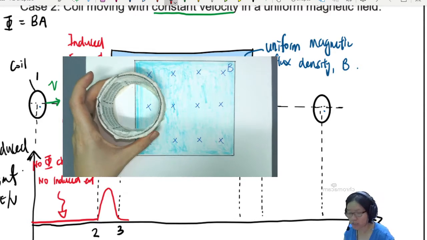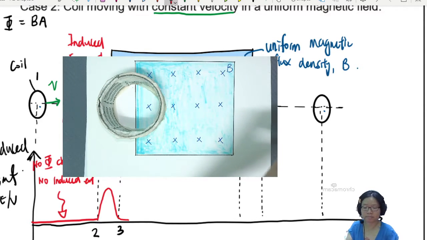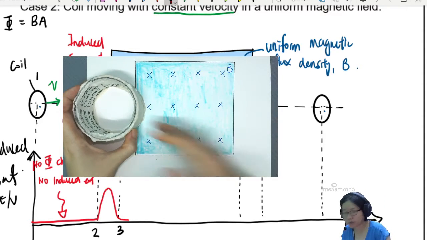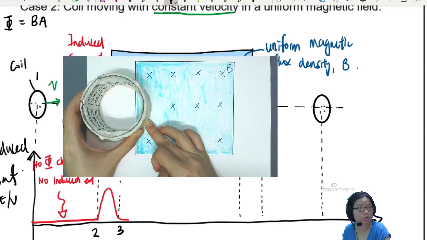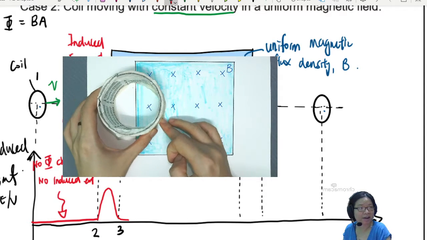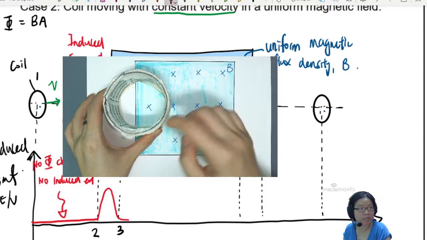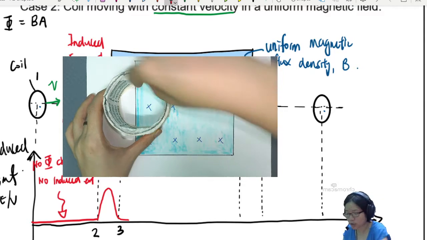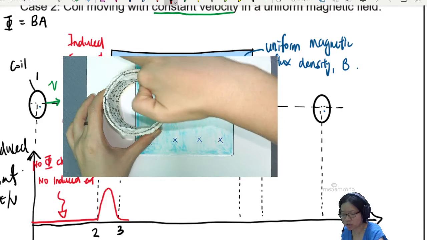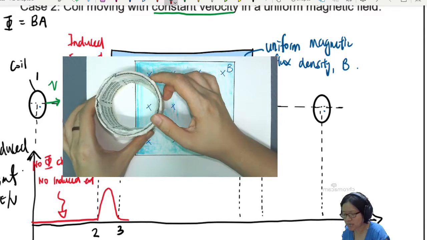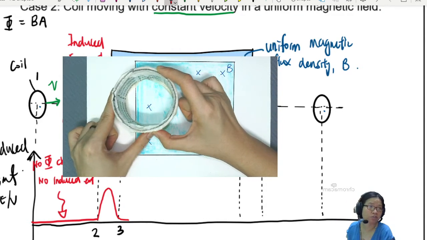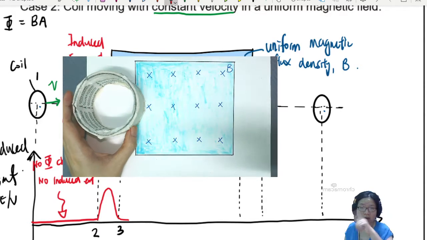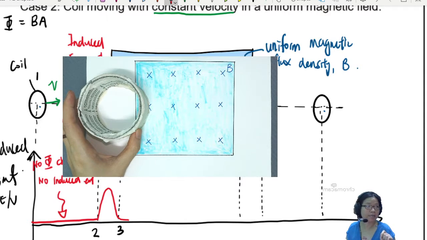When the coil is right in the middle somewhere here, your coil will experience the greatest increase in area. Because you see, let's say I move 1 cm. Oh, the area is so little. But if I'm here and I move 1 cm, the increase of area is actually quite big. Imagine different strips. So at the middle here, the area will increase the fastest. Here, the increase is slowest. And after that, the rate of change of area will decrease again. So this is why you have that pulse shape in your drawing.